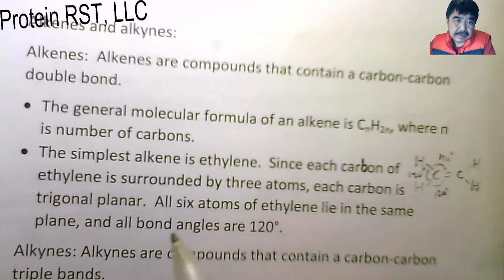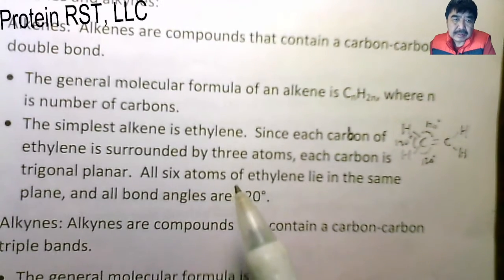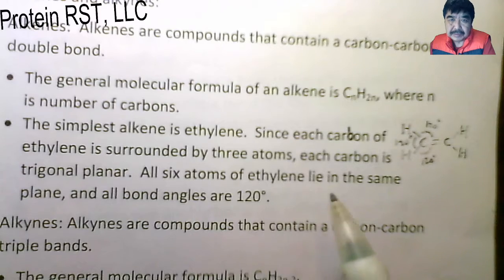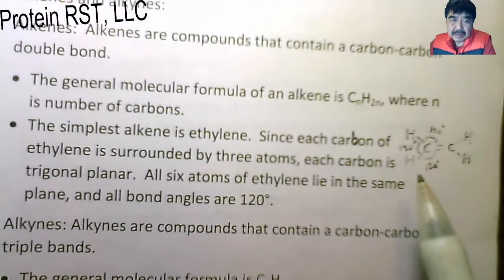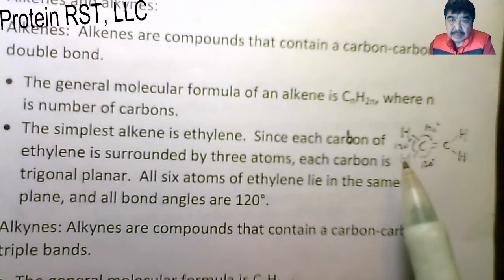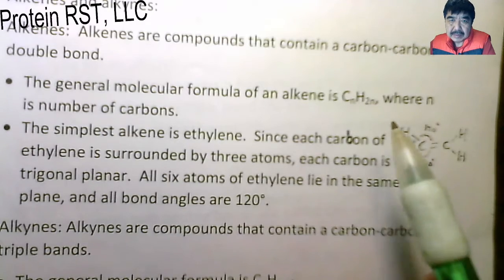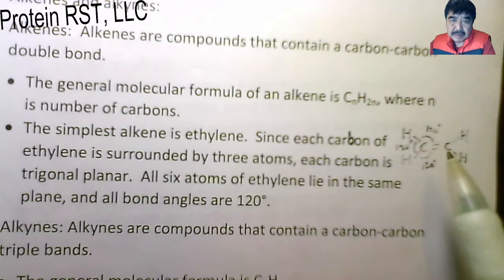Each carbon is trigonal planar. All 6 atoms of ethylene lie in the same plane, and all bond angles are 120 degrees. This is what it looks like. In the ethylene molecule, the 2 carbon atoms and the 4 hydrogen atoms are all on the same plane.